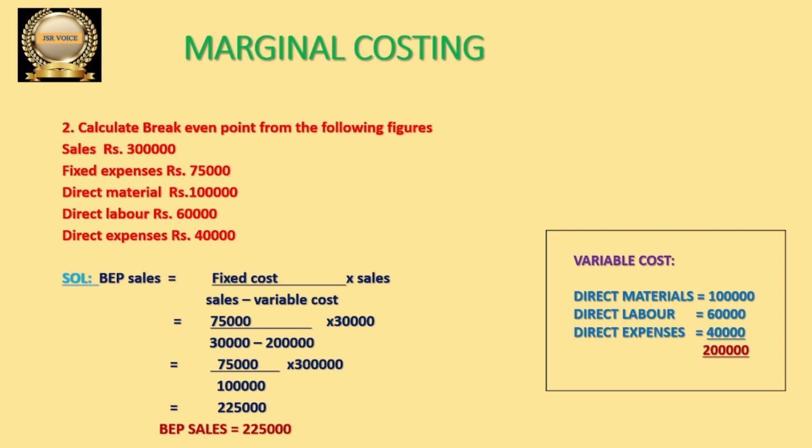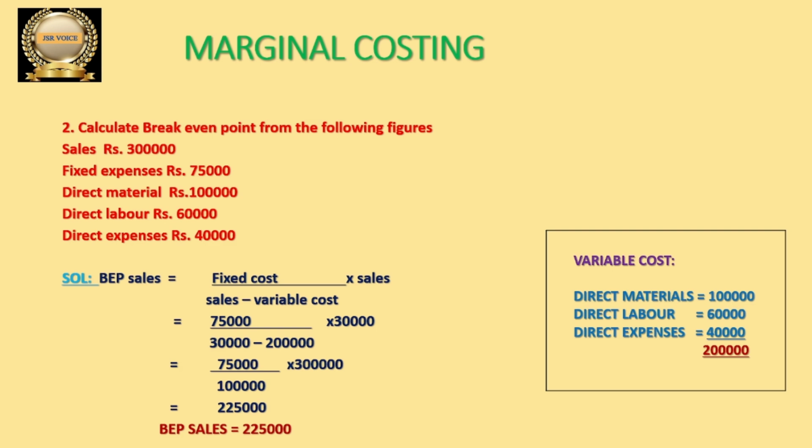Let us go to the solution now. BEP sales formula, so many are there. But one formula which we can apply here is BEP sales is equal to fixed cost divided by sales minus variable cost, into sales. Why can we apply this formula? Because the information suitable for this formula is given in the question. Fixed cost is there, sales is given, variable cost also is given. That is why I am using this formula.